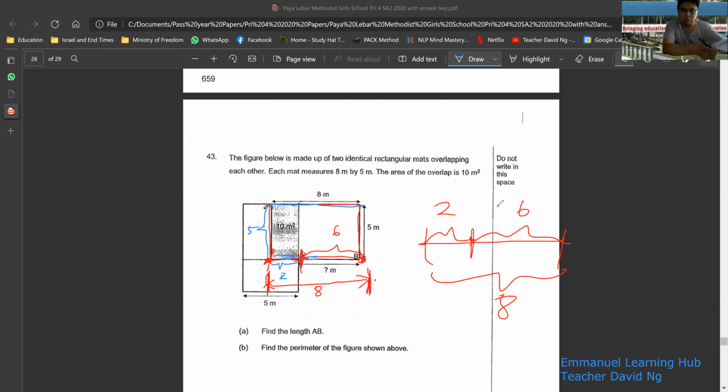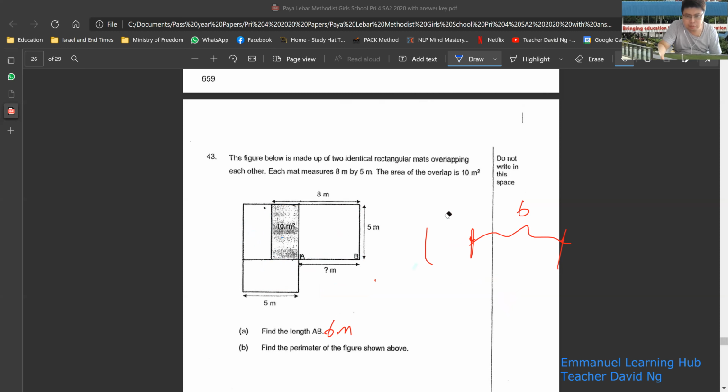Length of AB is 8. No, I tell you the answer. I mean 6. Length of AB is 6 meters. You know the length of AB is 6 meters already, yeah? Now I'm going to delete all this and label my dimensions properly. You know that the length of AB is 6, right? So let's label nicely.